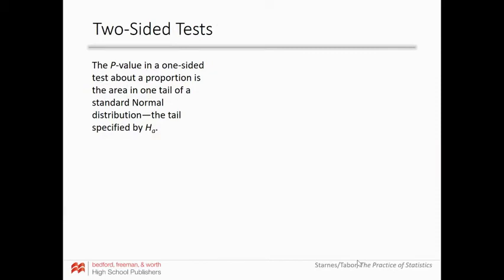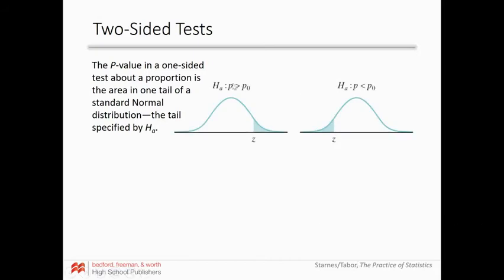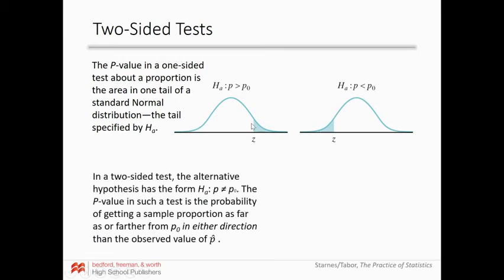Next thing, what about a two-sided test? The p-value in a one-sided test for a proportion is the area in the one tail of a standard normal distribution. If p was greater than, I shade to the right; p is less than, I shade to the left. A two-sided test is, I don't care if it's less than or greater than, I just want it to be not equal to it. So it can be in either direction, greater than or less than.